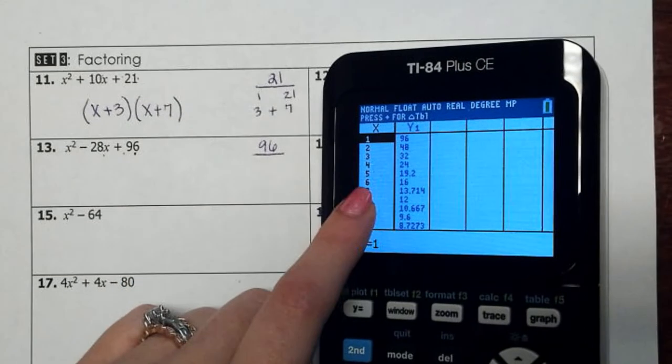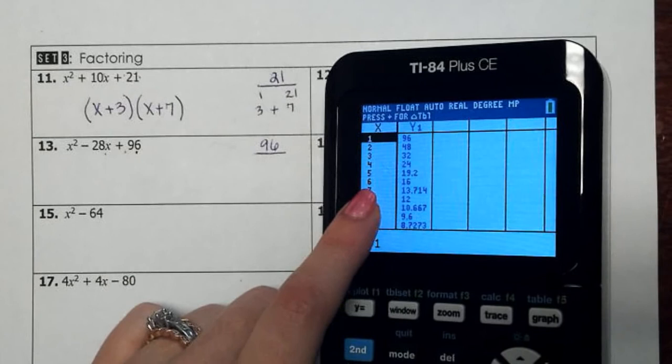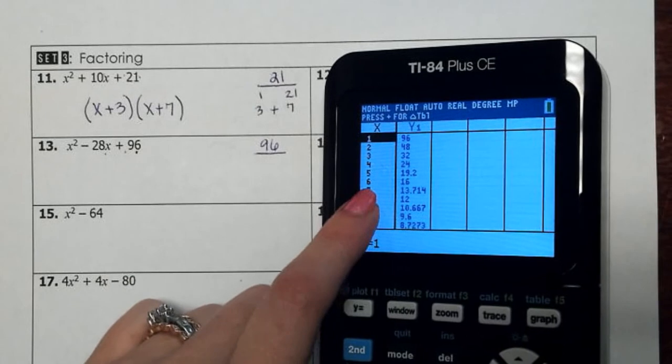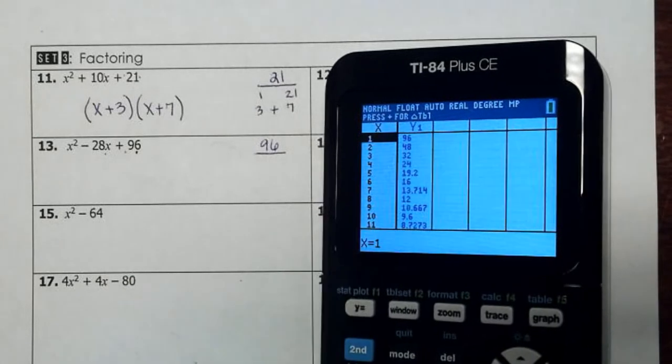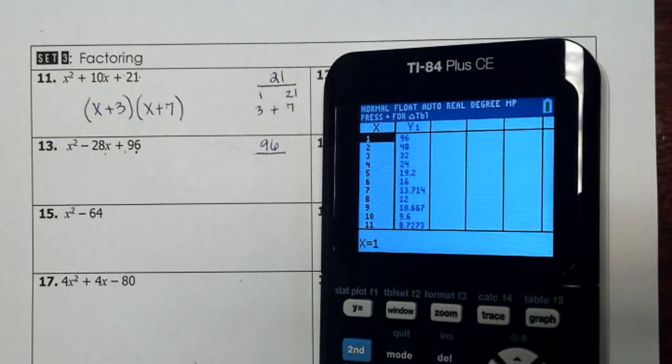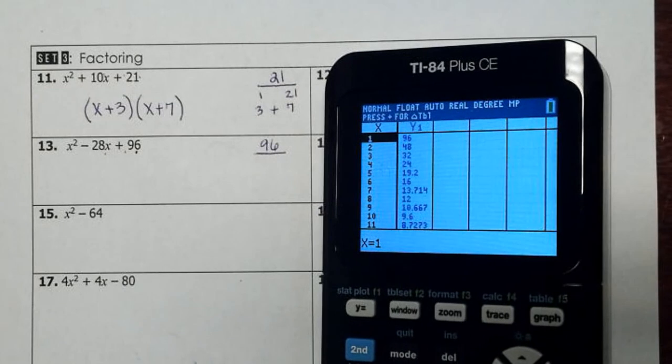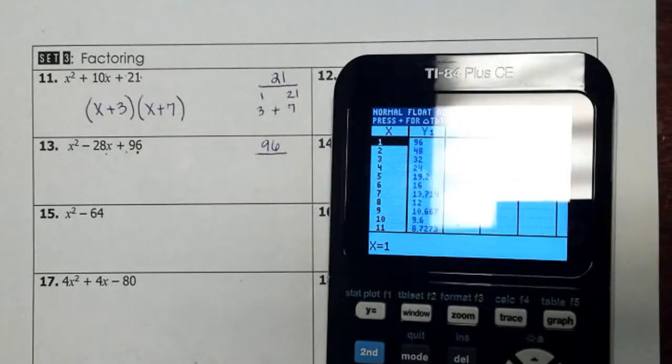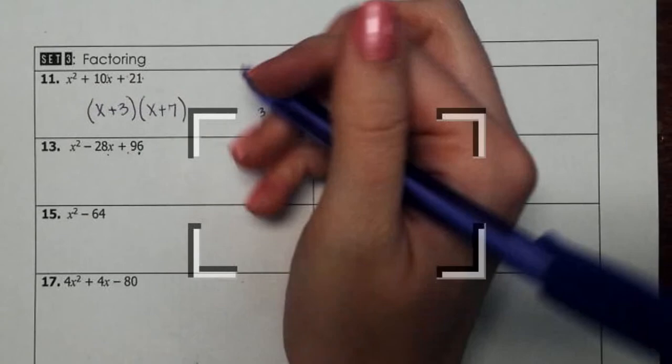We're skipping 5 and 19.2 because we don't want a decimal. We have 6 and 16. So which ones will add to give me a 28? Think about it. What about 4 and 24? Will they add to give me 28? Yes, they will. So you have 4 and 24.